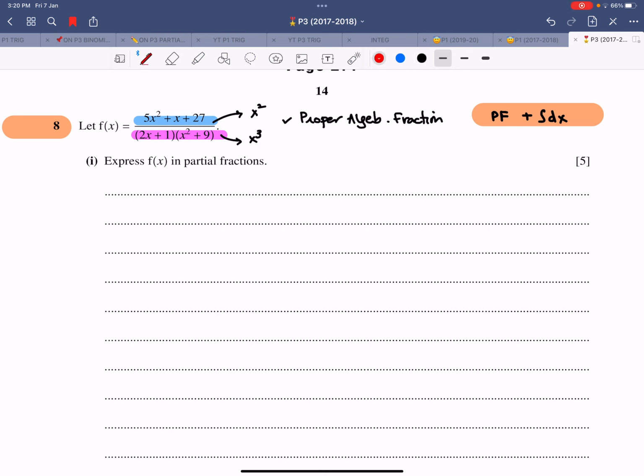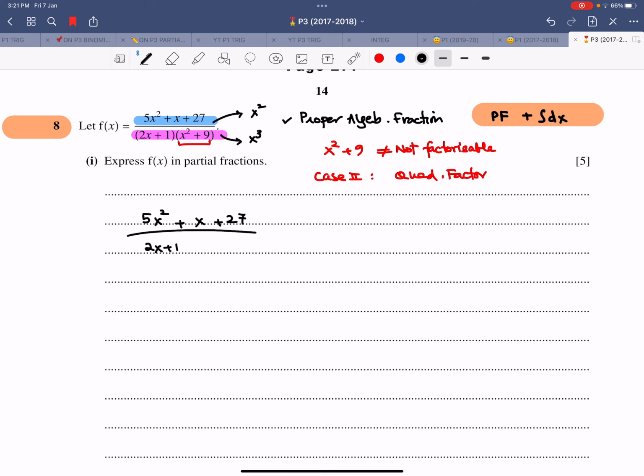What is the second thing? The dominant factor over here is x squared plus 9, which is not factorizable. If you can factorize it, that would break up into linear factors, but this is not factorizable. Therefore, this is case number 2, that is, a denominator with a quadratic factor. So therefore, what will you write? You will write 5x squared plus x plus 27 divided by 2x plus 1, x squared plus 9.